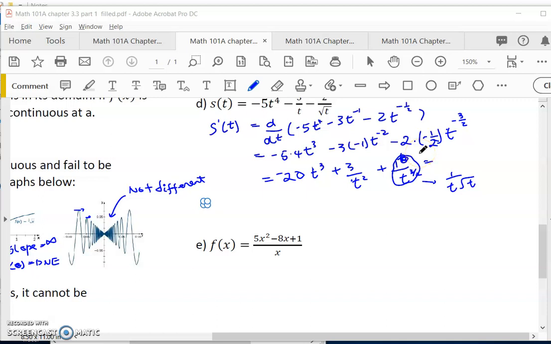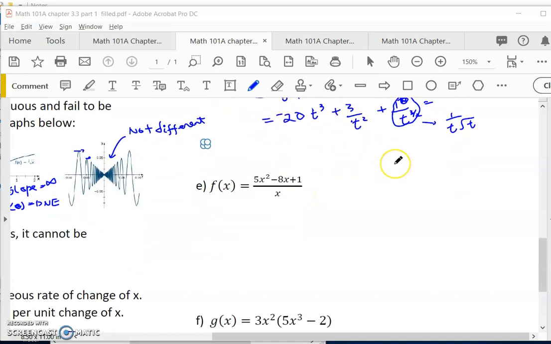Hello, Calculus student. This video is for Chapter 3.3, more differentiation rules. In Part 1, we talked about how we can use the power rule, constant multiple rule, and constant rule to find the derivative of a polynomial function, or some radical functions that can be written as x to the n.